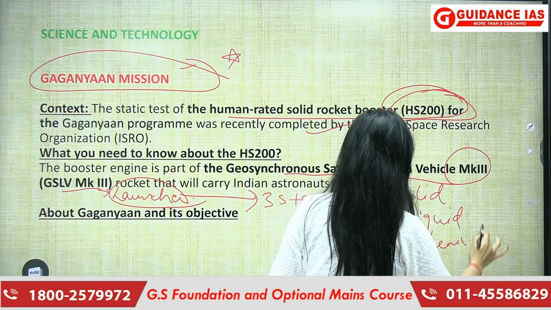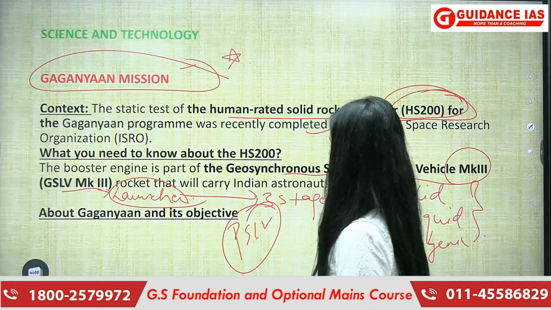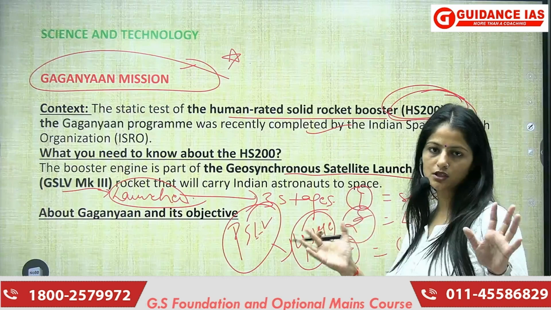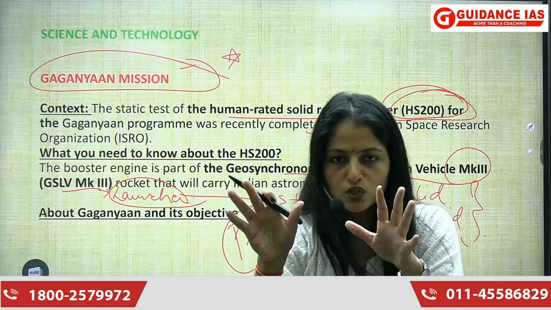If we talk about the PSLV, though this is not the topic, today's topic, but the Polar Synchronous Launch Vehicle, toh inke 4 stages hote hain. PSLV has 4 stages. I'm telling you this, the difference between the stages of PSLV and GSLV, because UPSC asked this. UPSC ne direct statement diya tha ki GSLV ke 4 stages hote hain, PSLV ke 3 stages hote hain, ya kuch toh, I didn't remember ki unhone statement ko exchange kiya tha ya nahi, but they have given this statement about the stages of GSLV and PSLV. So you must remember this fact as well.